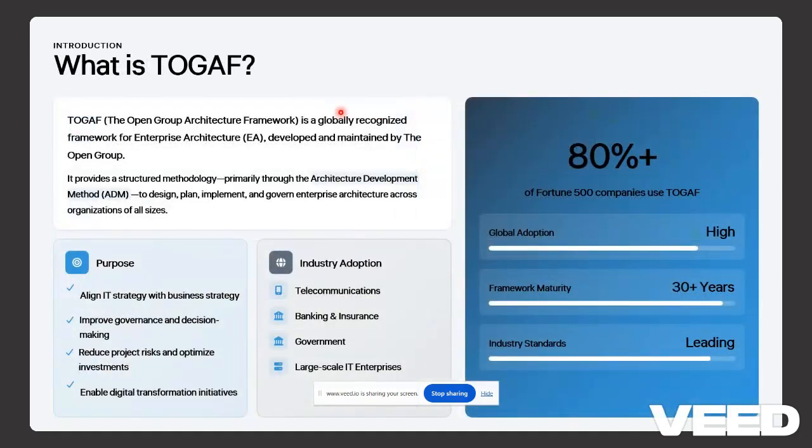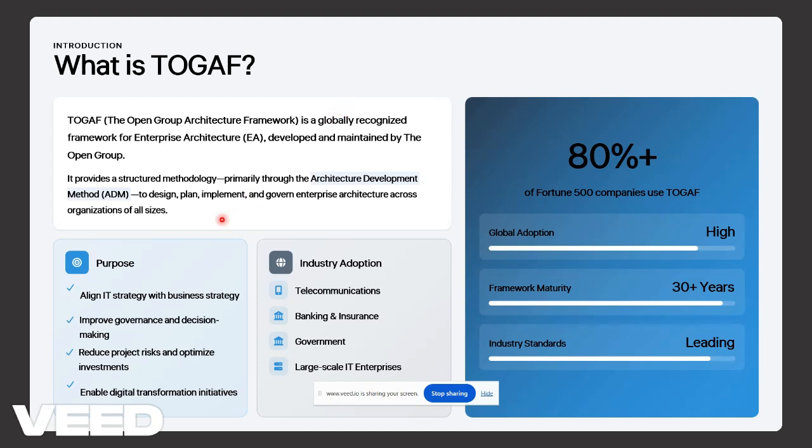Now coming to what is TOGAF? The Open Group Architecture Framework is a globally recognized framework from the enterprise architecture point of view. Basically it provides a structured methodology. It talks about architecture development methods like design, planning, implementing, and governance of the enterprise architecture across the whole organization. Its main purpose is to align IT with business strategies.